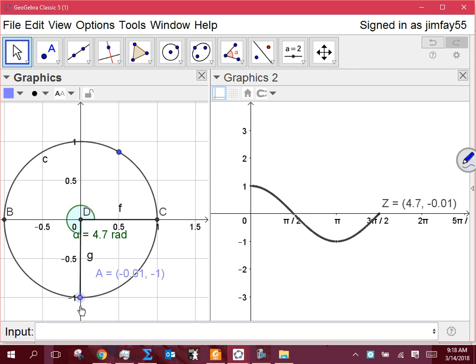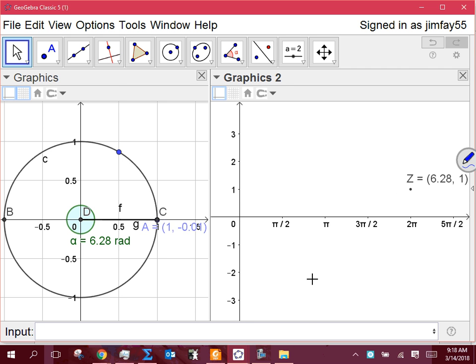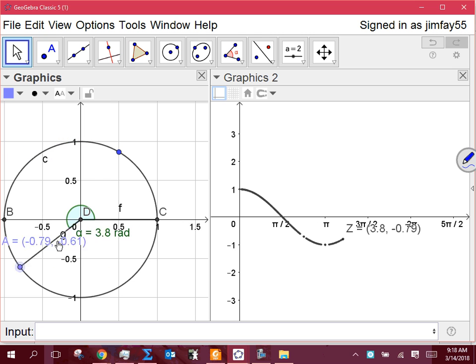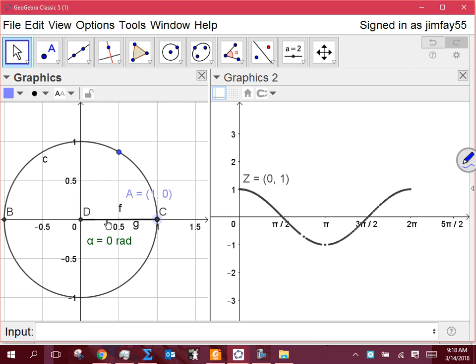I get 3 pi over 2. The x value associated with that blue point then is 0, so that becomes the y value over here. And then we'll get back up to 2 pi eventually. Okay. So that is how we get our cosine function. Is that all right with everybody?